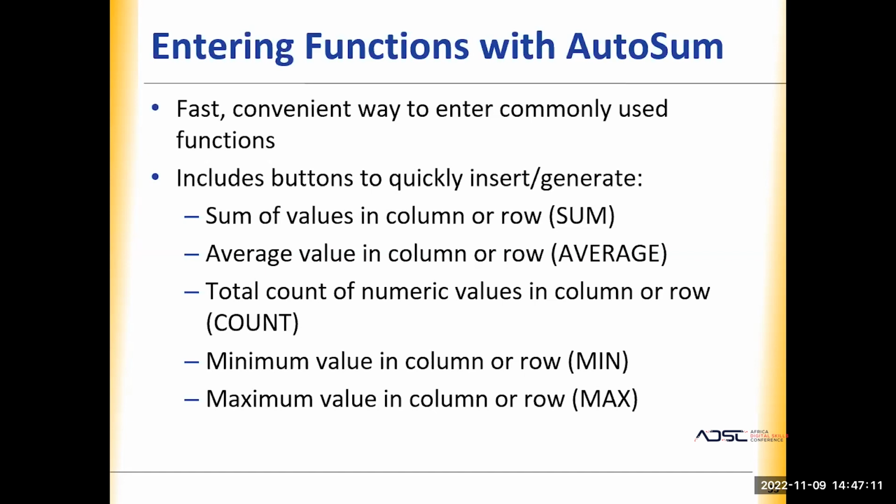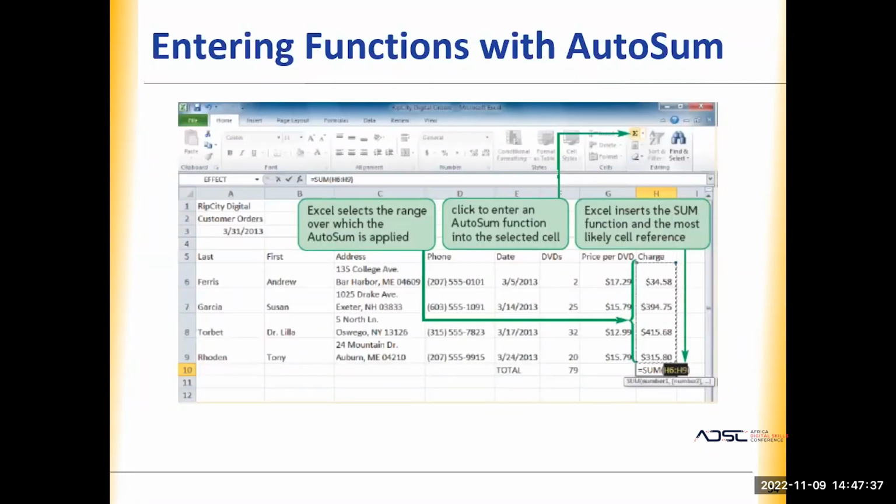Then you can also do the total count either in rows or in columns. Then we also have the minimum value and the maximum value either in row or in column. So with Excel, most operations can be done both row-wise and column-wise. So you can do your manipulations both in the column way or in the row way. What we've seen so far are operations that were done column-wise.